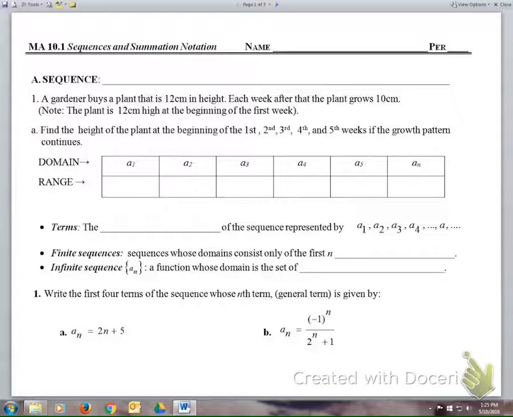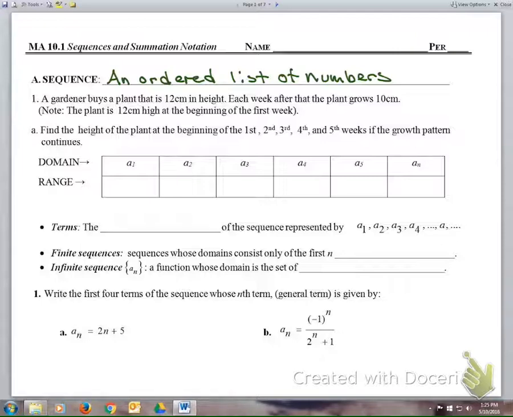So we're starting out with sequences and series. So a sequence is an ordered list of numbers. Okay? And so when we talk about a sequence, we'll eventually be solving problems like this. A gardener buys a plant that is 12 centimeters in height. Each week after the plant grows 10 centimeters, the plant is 12 centimeters higher at the beginning of the first week.